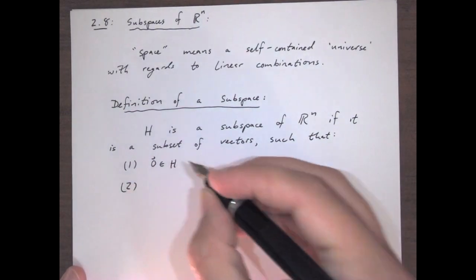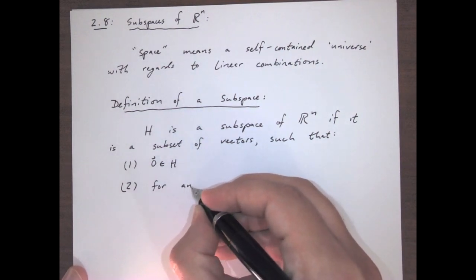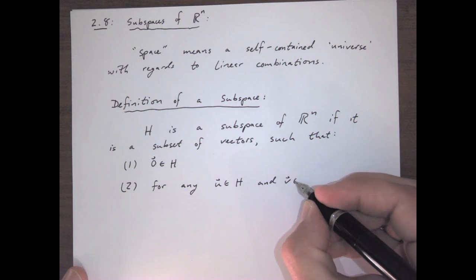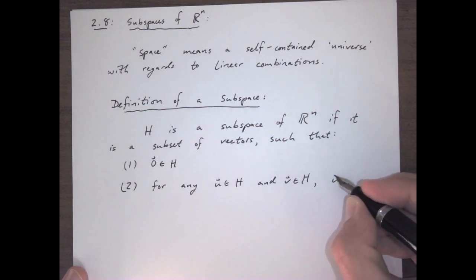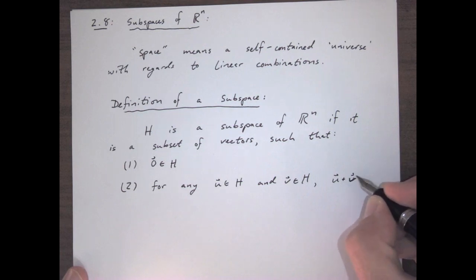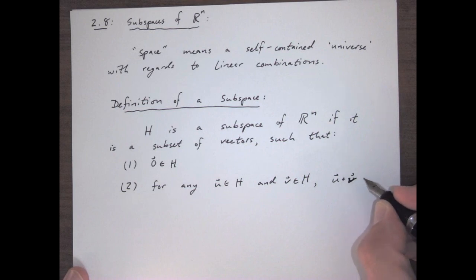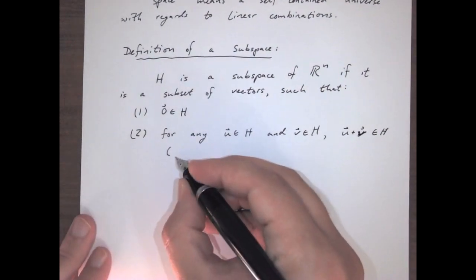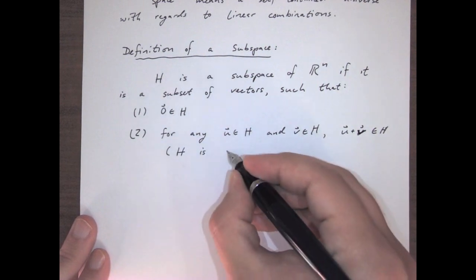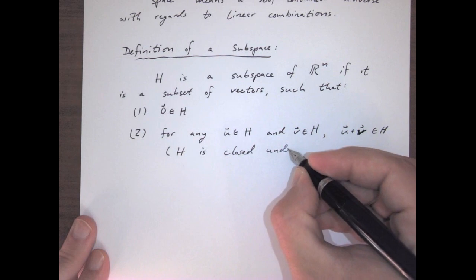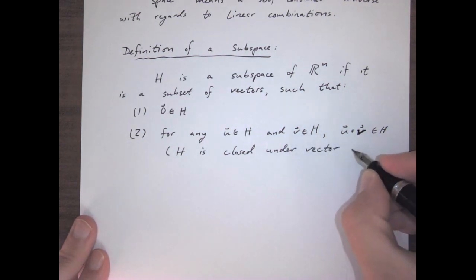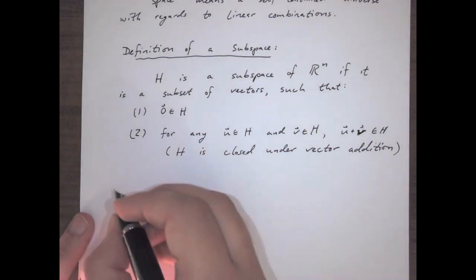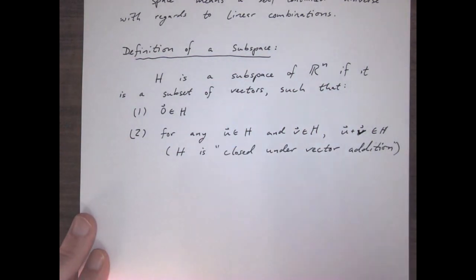2. For any U in H and V in H, the vector that you get by adding them, U plus V, must also be in H. So the term for this is that it is closed under addition, closed under vector addition. So H is closed under vector addition. So that's the phrase that's used here.